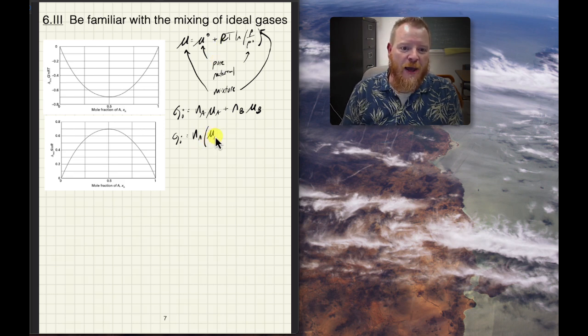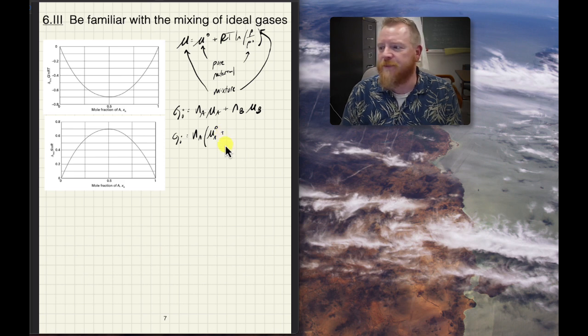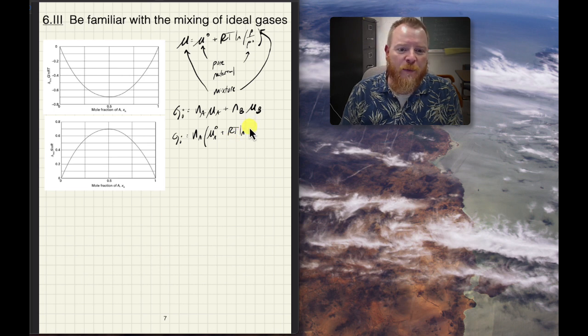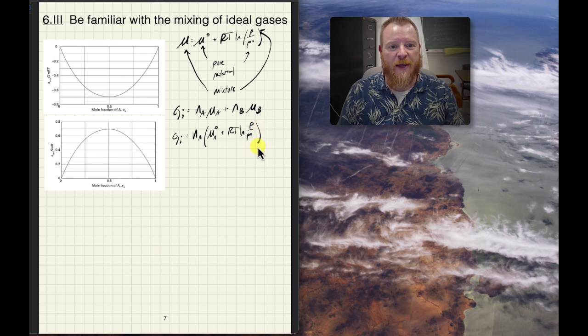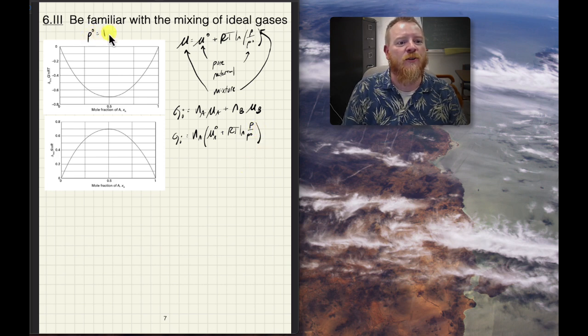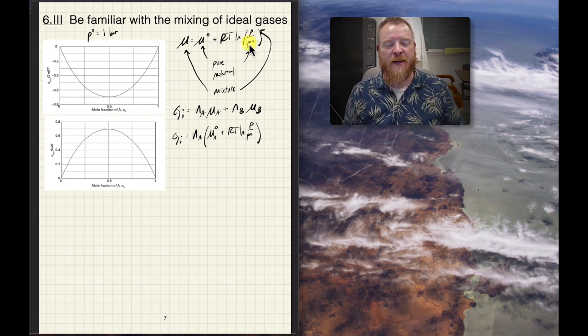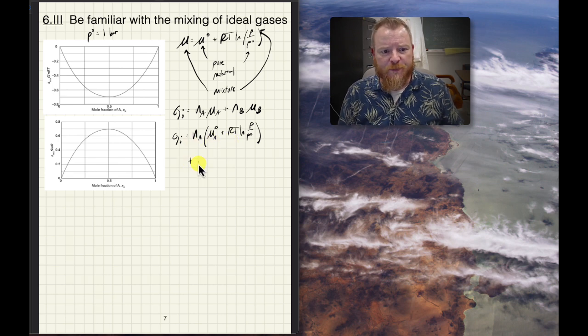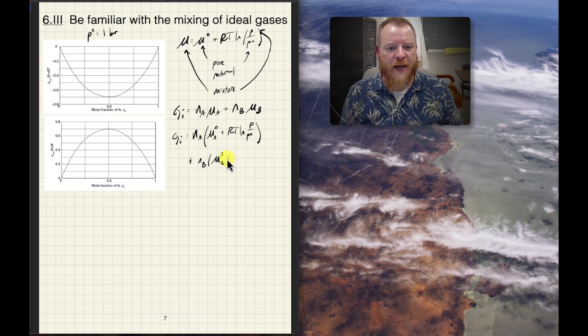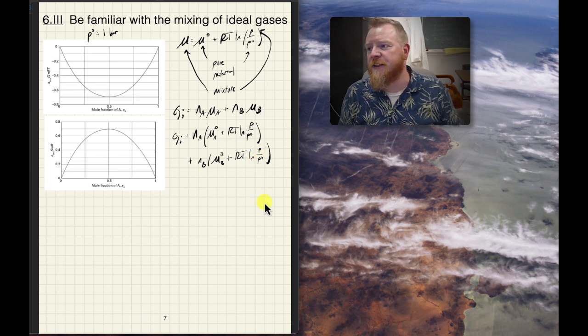So now that's going to go as the following. mu A standard plus RT natural log of the pressure of A over some standard reference pressure. In this case, our standard reference pressure is always going to be 1 bar, which will allow the units to cancel in the natural log. And then that's going to be plus the number of moles of B, and we can write the same thing: chemical potential standard of B, RT, natural log of P over P naught.